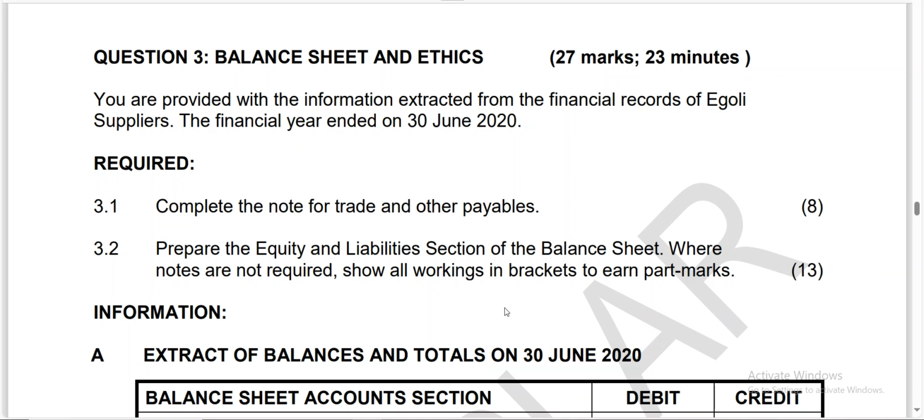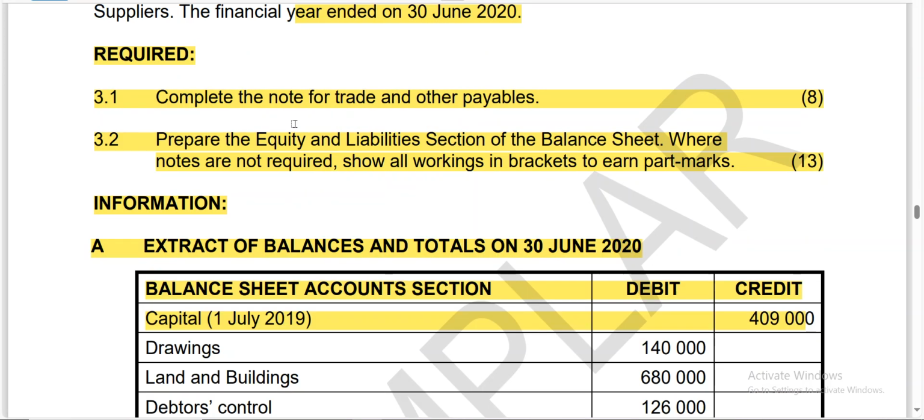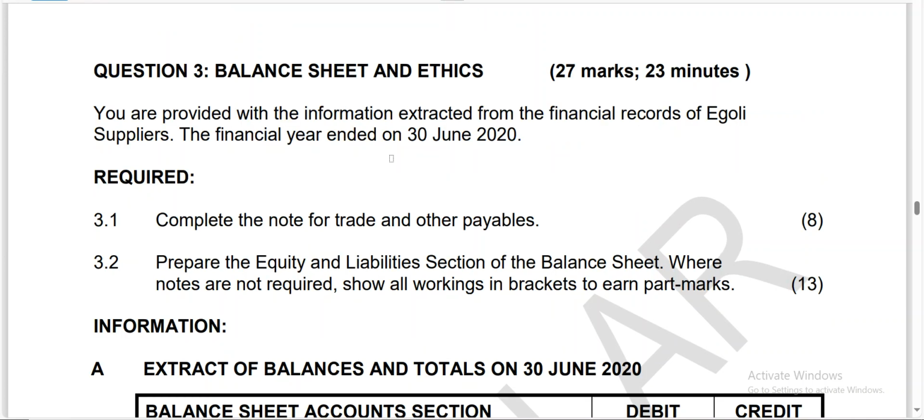Now, in this question, you are provided with information extracted from the financial year end of Agency Suppliers, and the information says that the financial year ends on 30 June 2020. So we know that if our year ends on 30 June 2020, then it means that we started on 1 July 2019. So you need to make sure that you get your accounting period very correct.